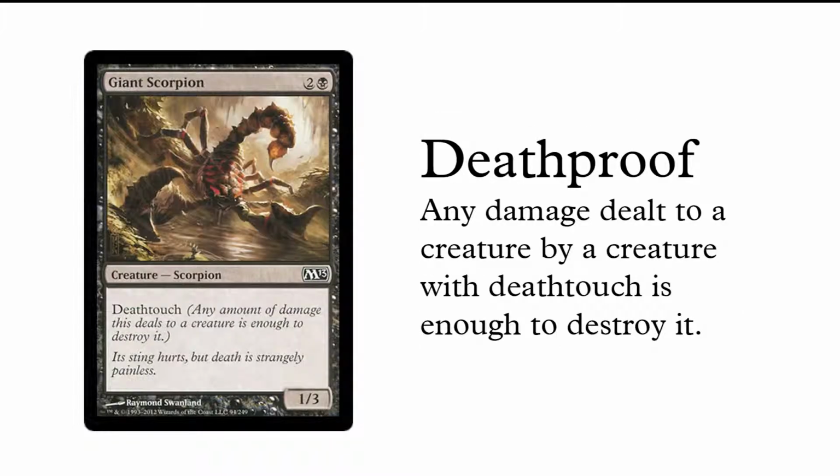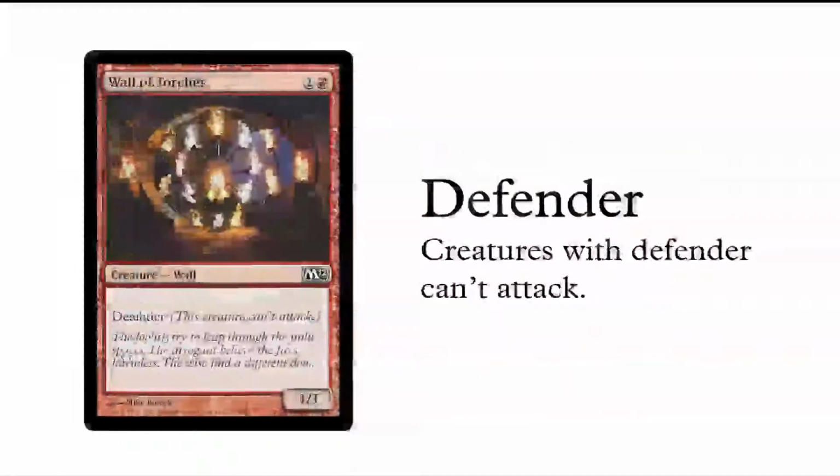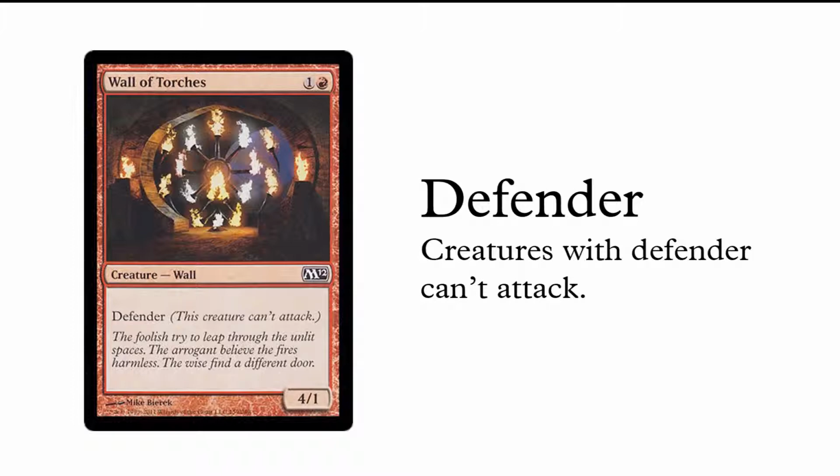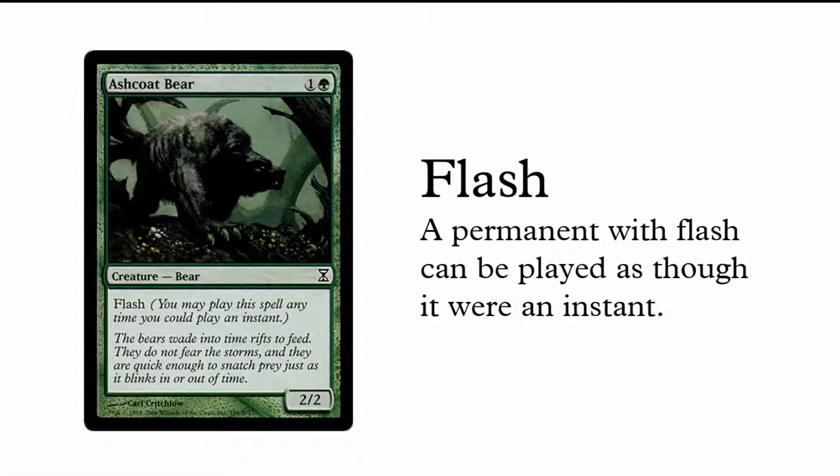Death Touch. Any damage dealt to a creature by a creature with Death Touch is enough to destroy it. For example, a 1/3 with Death Touch can kill a 2/2. Defender. Creatures with Defender cannot attack. Flash. A permanent with Flash can be played as though it were an instant.